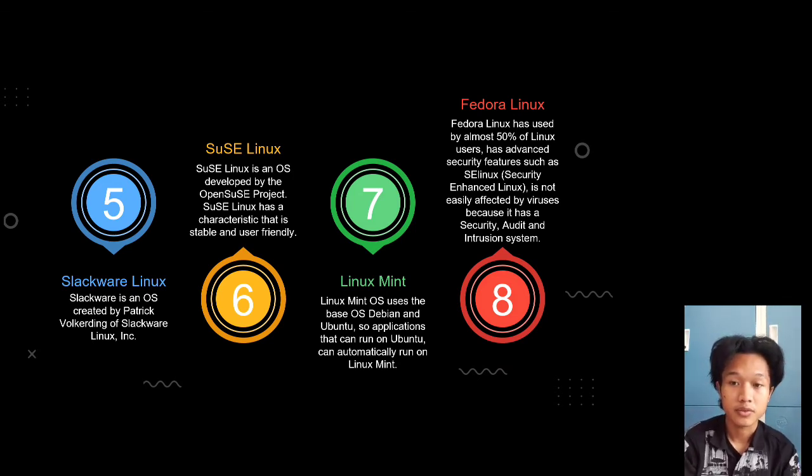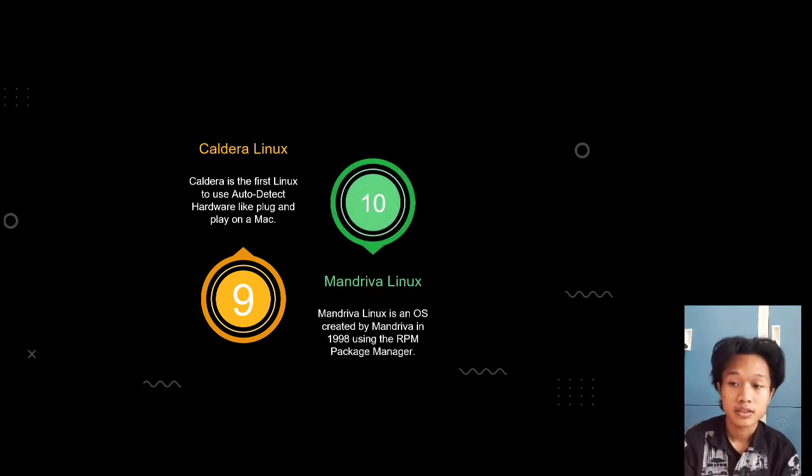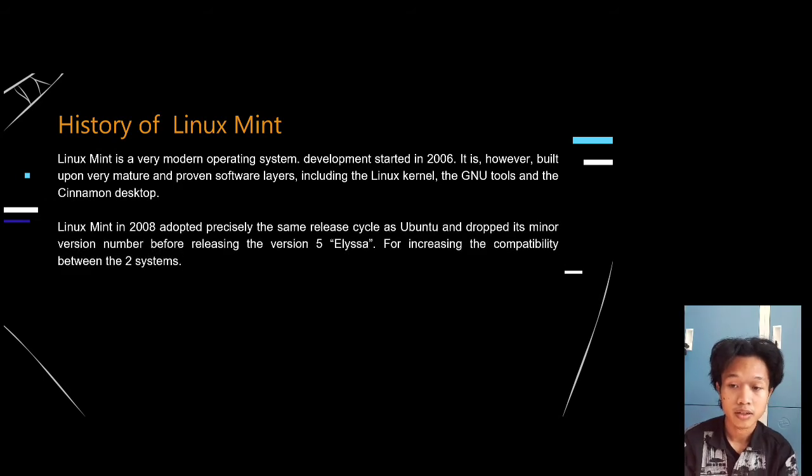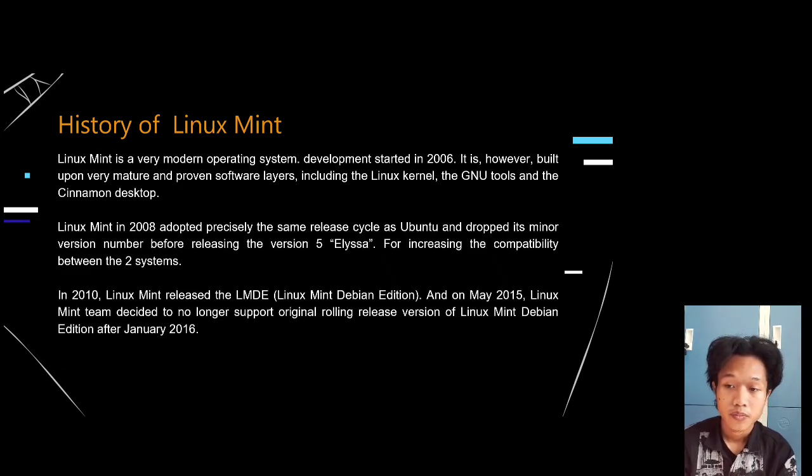History of Linux Mint. Linux Mint is a very modern operating system. Development started in 2006. It is, however, built upon a very mature and proven software layer, including the Linux kernel, the GNU tools, and the Cinnamon stack. In 2008, Linux Mint adopted precisely the same release cycle as Ubuntu and dropped its minor version number before releasing version 5, to increase compatibility between the two systems.